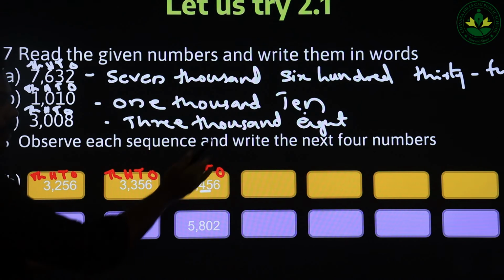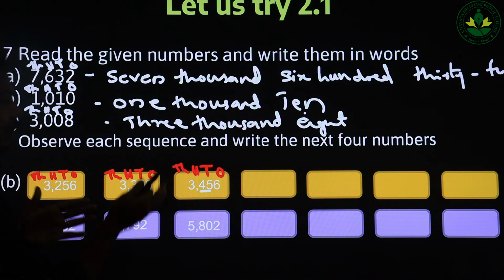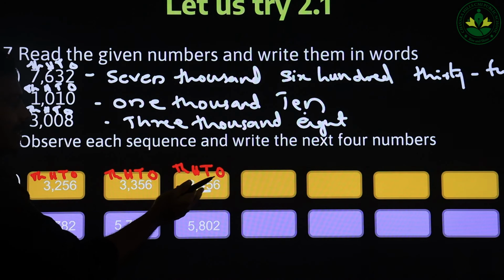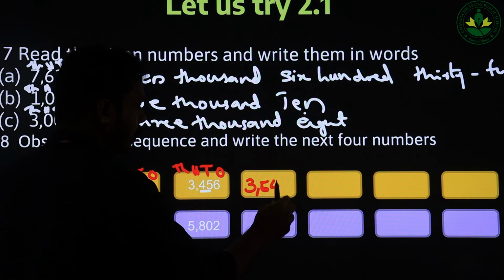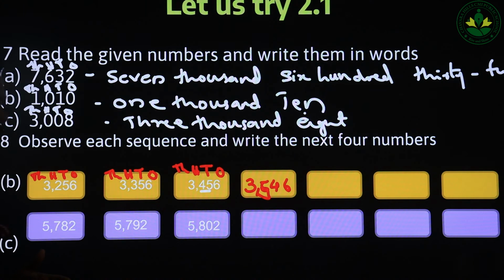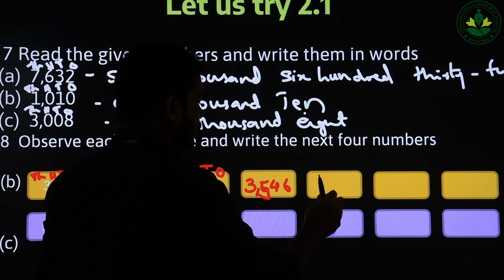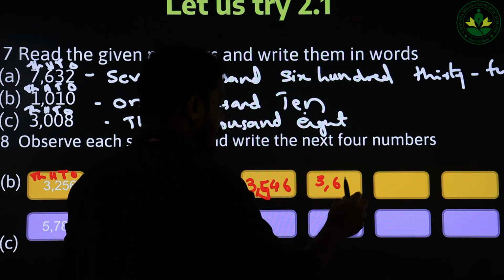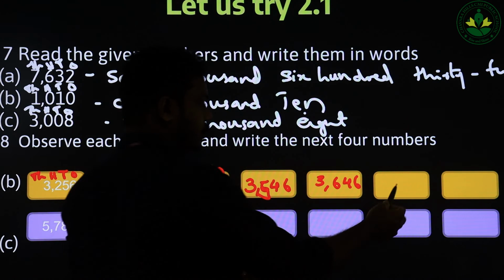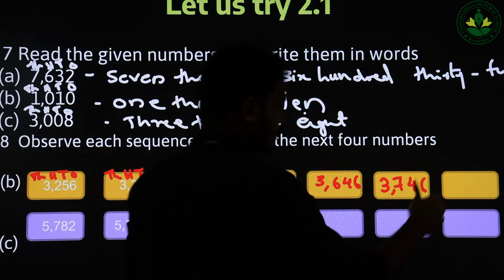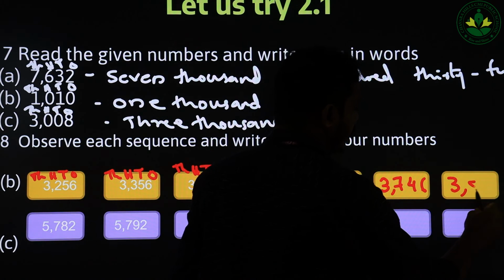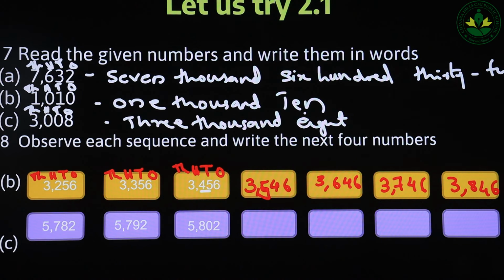So if you want to write the fourth number, we need to add 1 to the hundreds place digit. 4 plus 1 is 5, so the number is 3546. Next one, 5 plus 1 is 6, so it is 3646. Next one, 6 plus 1 is 7, so 3746. Then 3846.